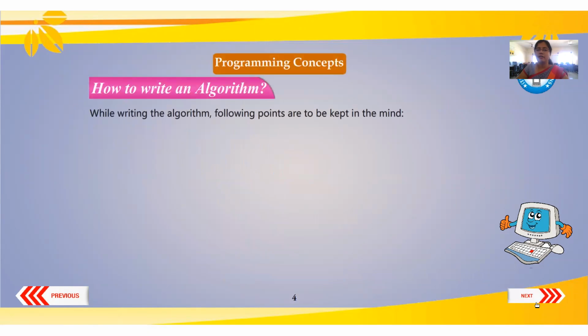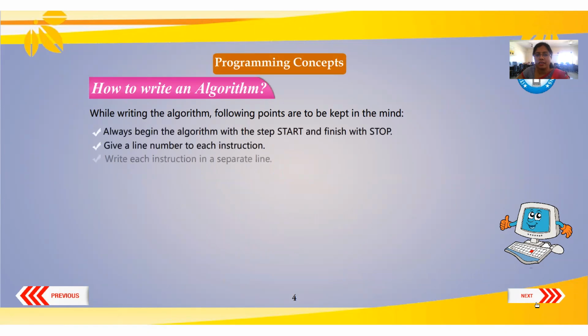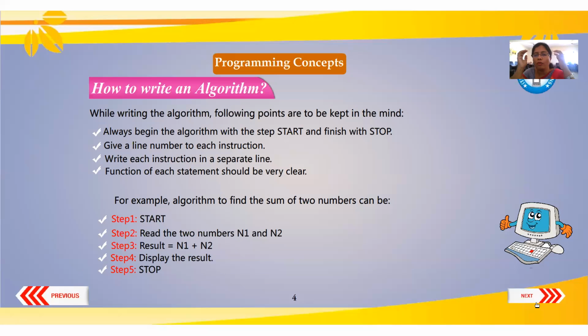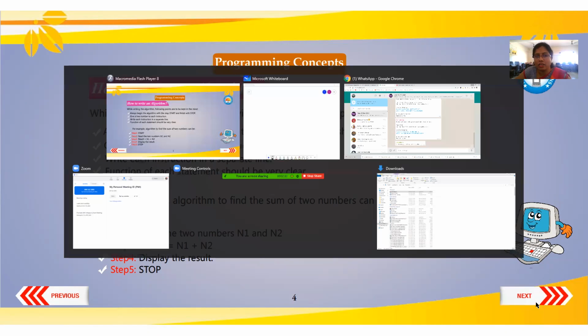Now, how to write an algorithm? The other day I even showed you the flowchart images, right? Those flowcharts are written step by step. So whenever we are writing an algorithm, there are a few points to be kept in mind. That is, the algorithm always has to start with a start and finish with a stop, right? Whenever we are writing any program, it has to have a start and stop.